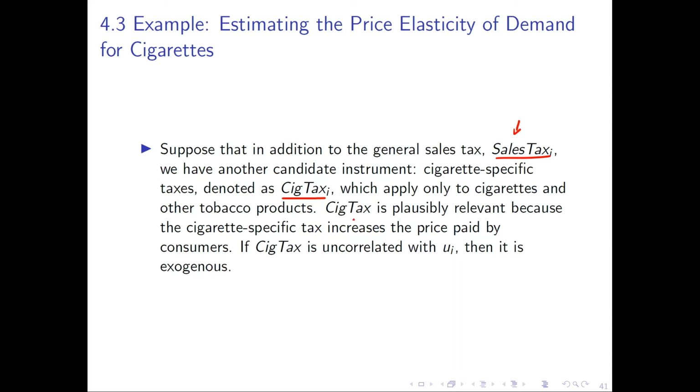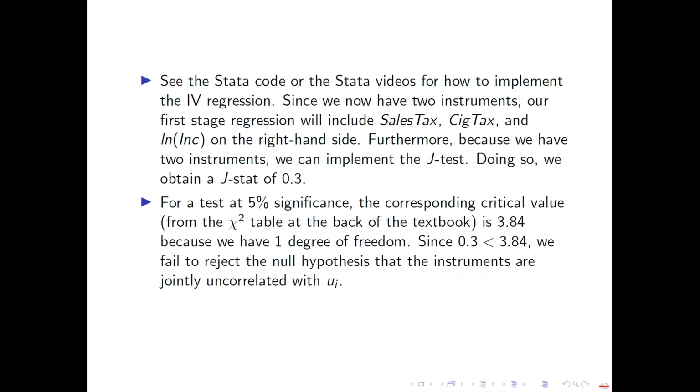So we are wondering if the sig tax is actually uncorrelated with the population regression term, and if it is, then it would be exogenous. We show in these data videos how to implement the instrumental variable regression. But what if we have two instruments? We have sales tax and we have cigarette tax.